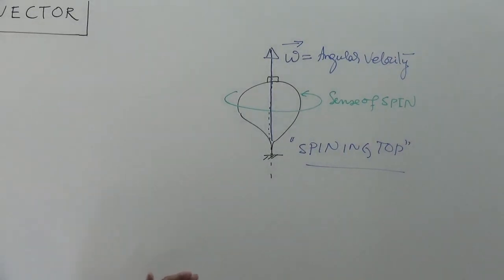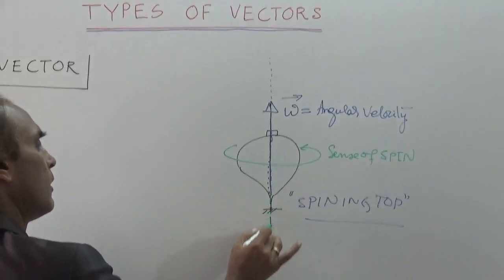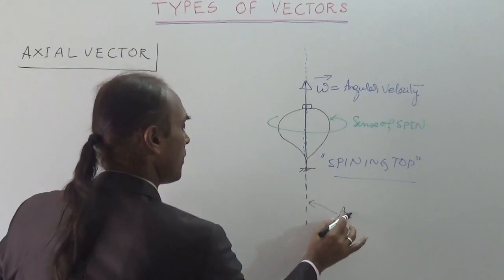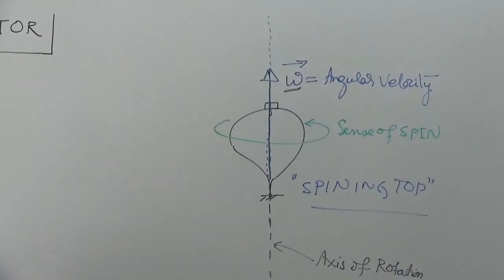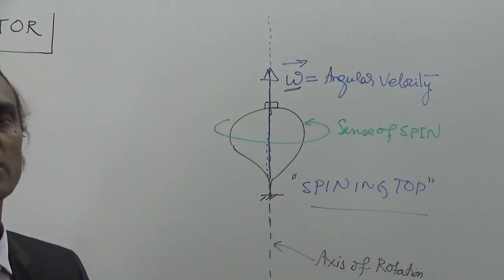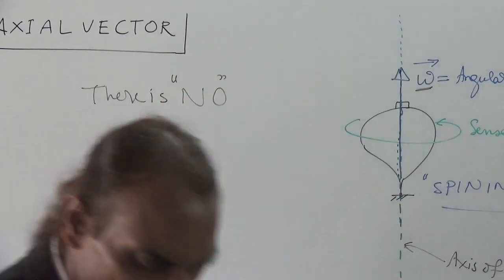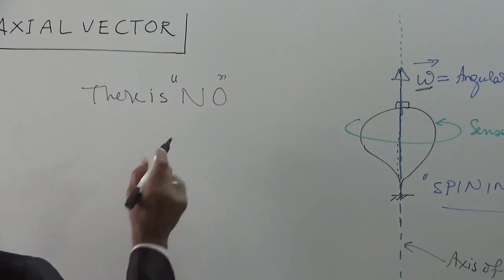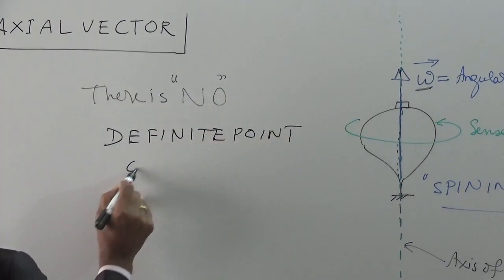Angular velocity is pointing along this axis of rotation. This is the rotational axis, the axis of rotation. Angular velocity points along the axis of rotation, but it is very difficult to say at exactly which point the angular velocity vector is acting. There is no definite point at which angular velocity acts. No definite point of action.